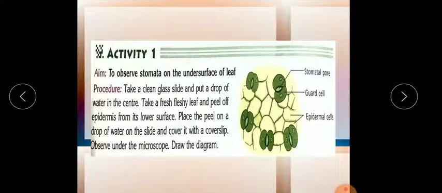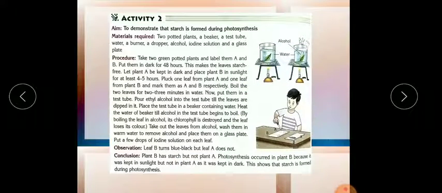It is also mentioned here, so I am just reading it for you. Pluck one leaf from plant A, and from plant B also we have to pluck one. So you can see here are two setups. Now boil the 2 leaves for 2 to 3 minutes.